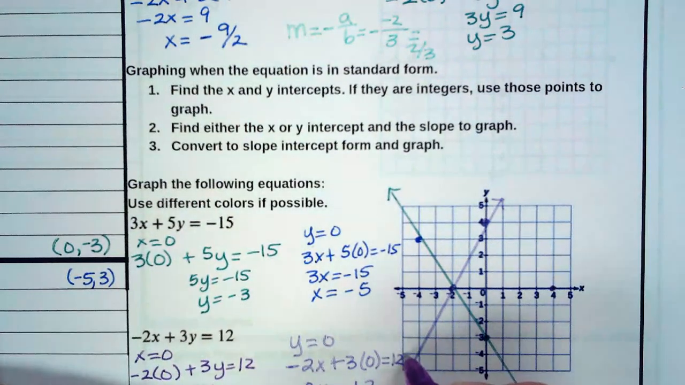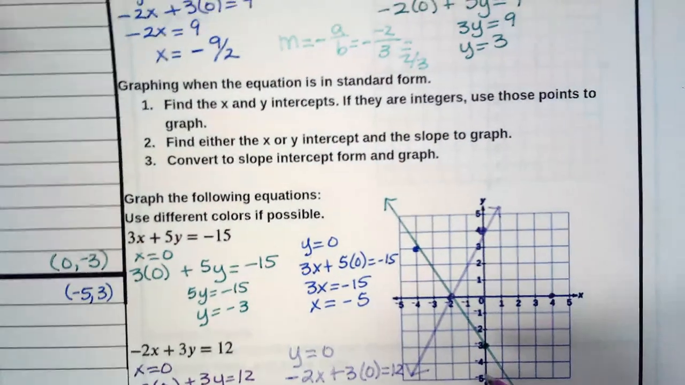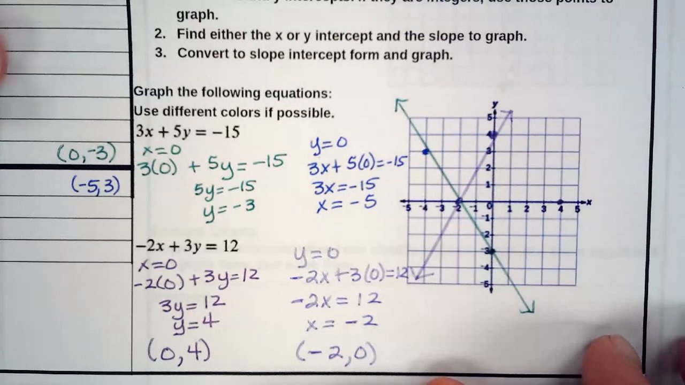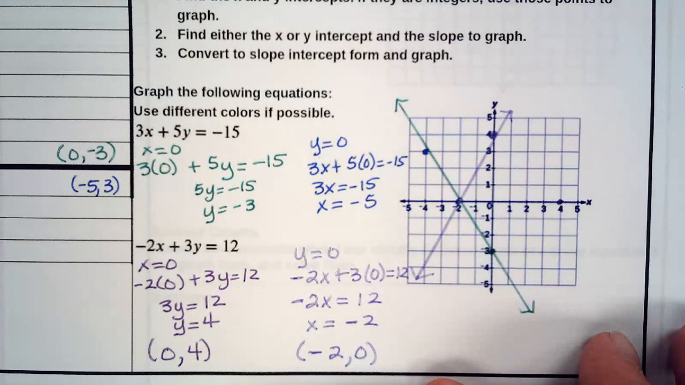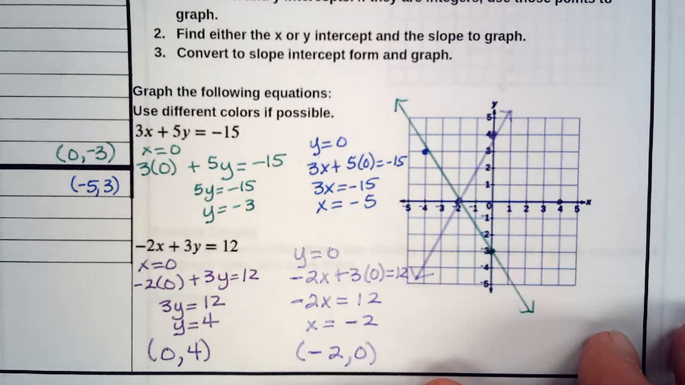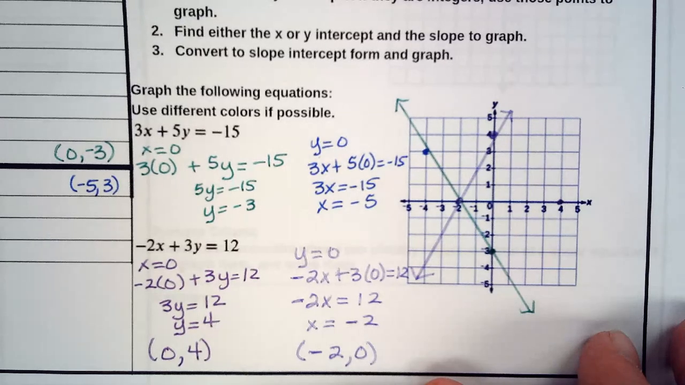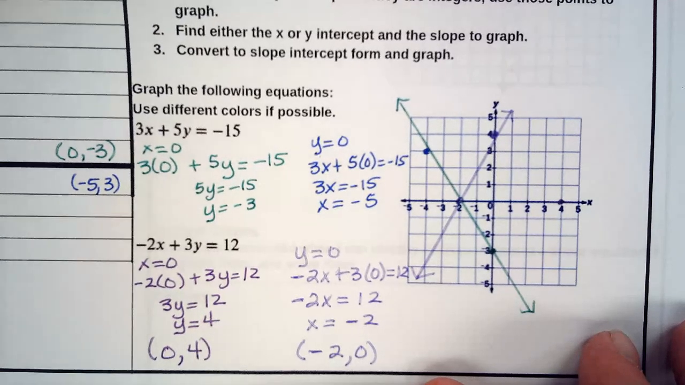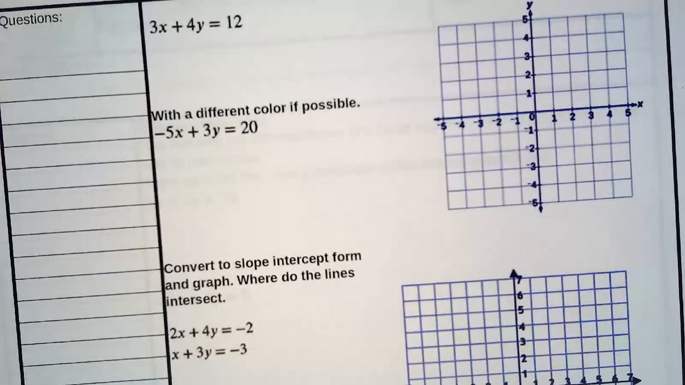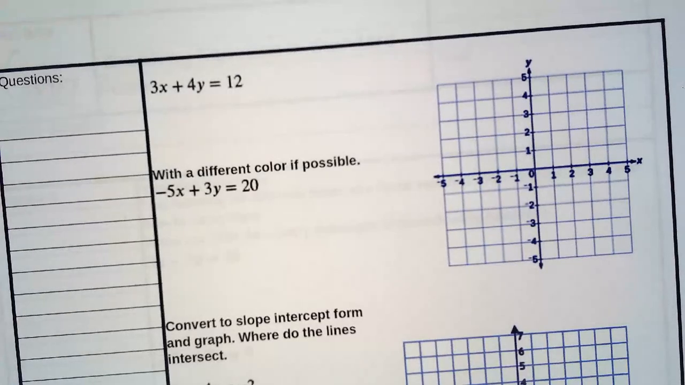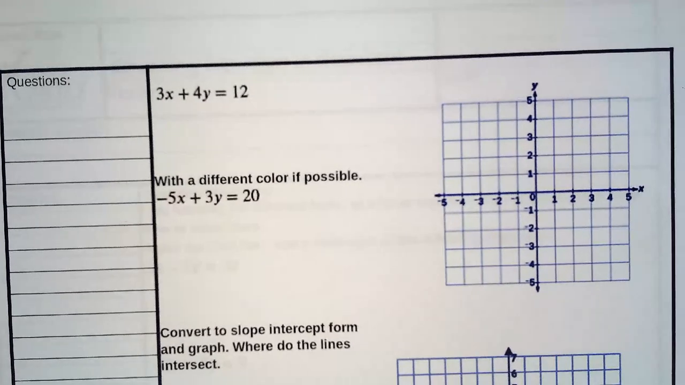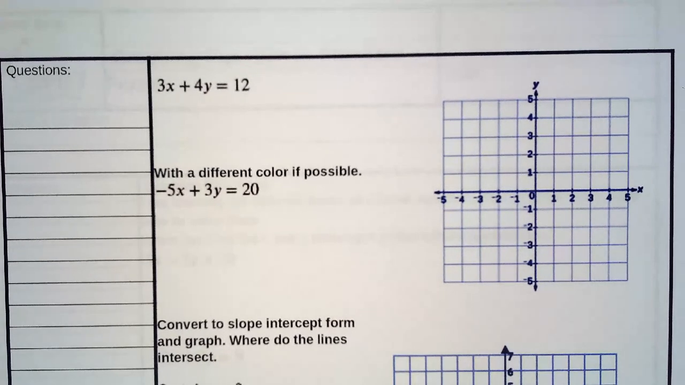And these were very easy to graph using our x and y intercepts because they were whole numbers. It doesn't always work out that well in the real world though. If you're still struggling, back the video up and watch it again. Okay, for the next one, see if you can find the x and y intercepts on your own.